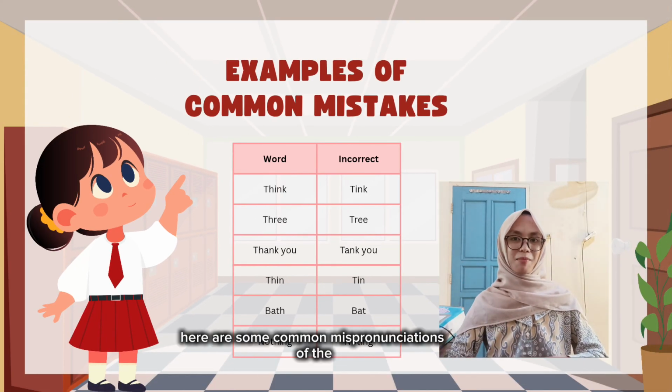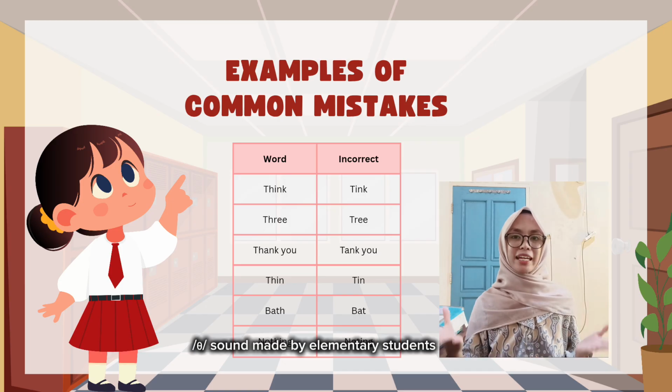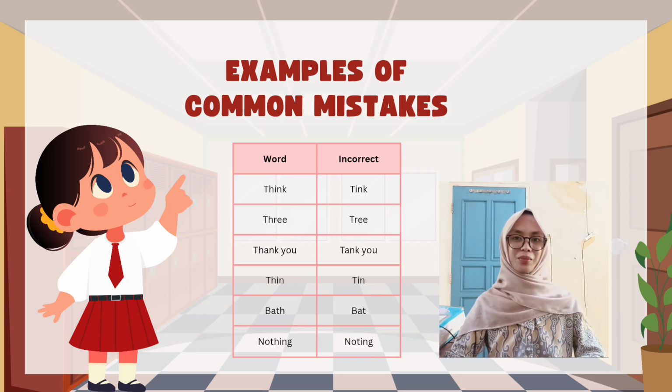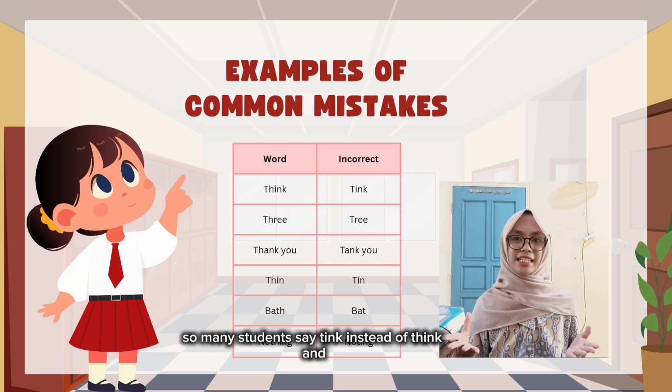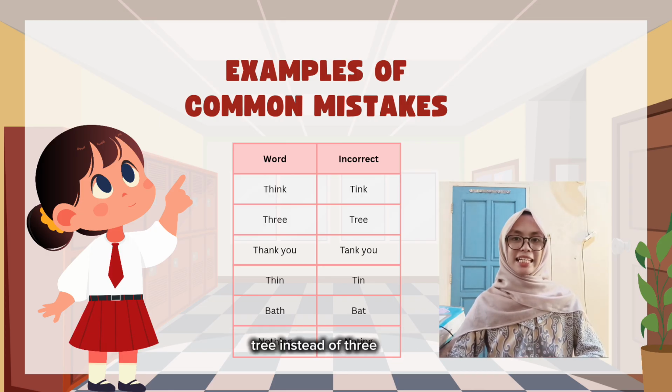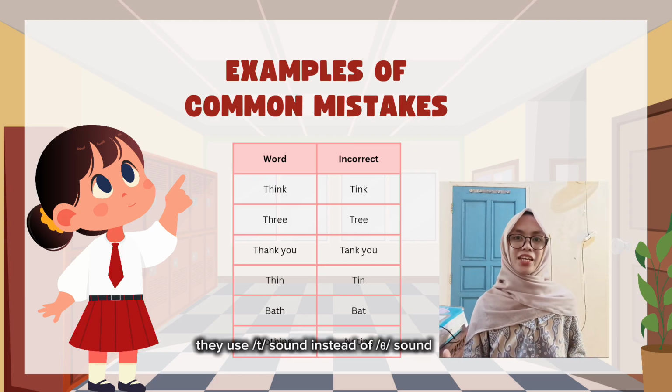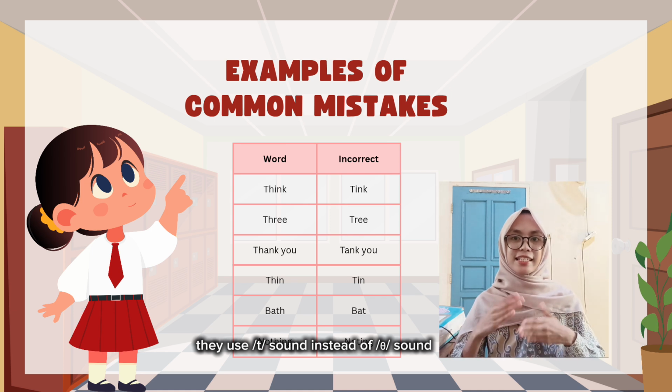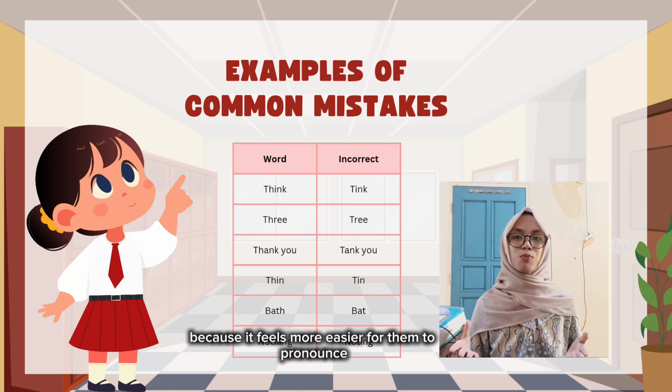Here are some common mispronunciations of the th sound made by elementary students. Many students say tink instead of think, and tree instead of three. They use the t sound instead of the th sound because it feels easier for them to pronounce.